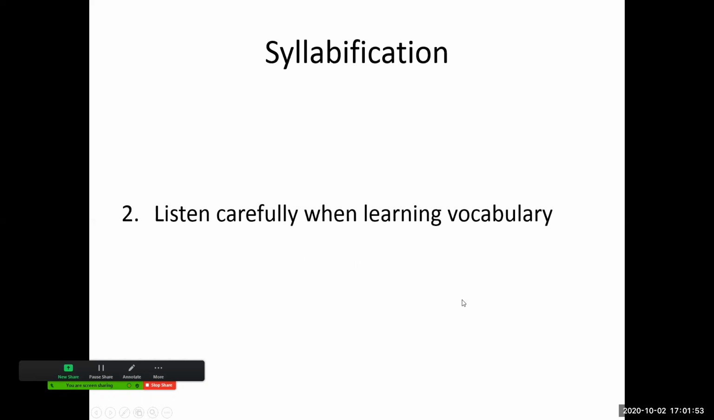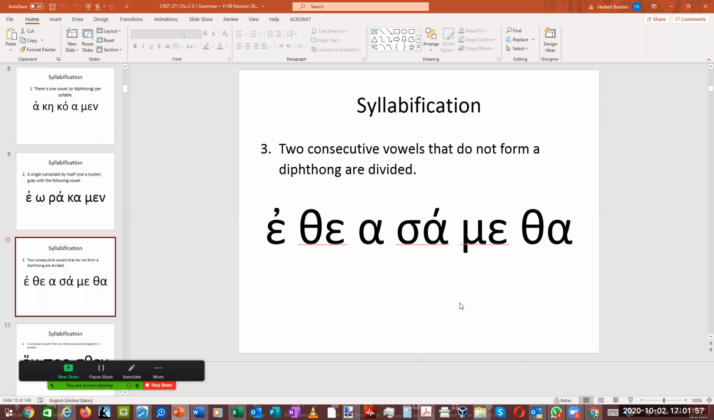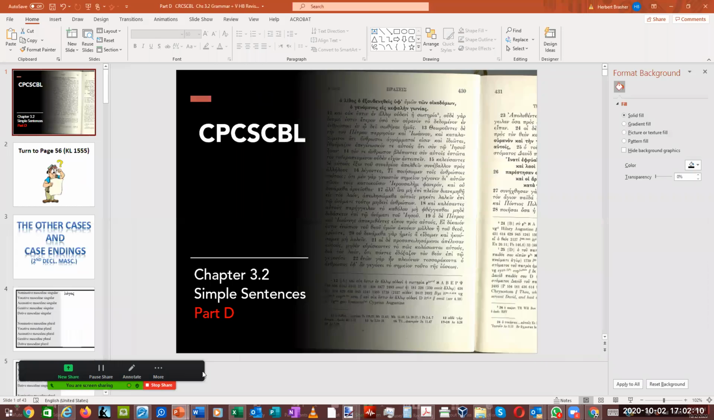I'm not sure I've got the right one. This is syllabification. I'm sorry. Let me see which. I thought I'd chosen part D, but I don't seem to have done that. Here we are. Got the wrong one. Okay.